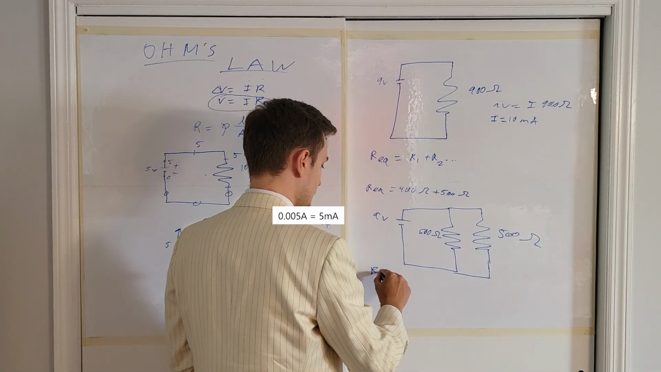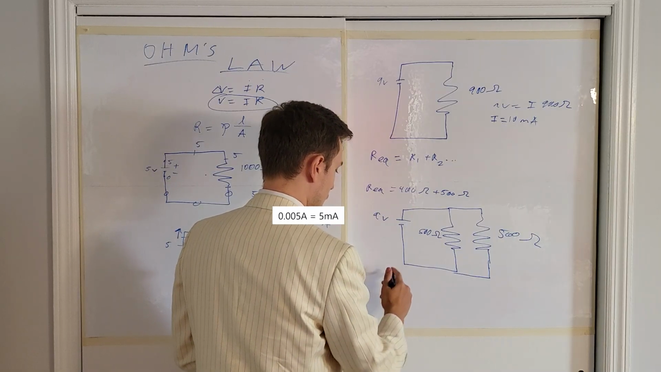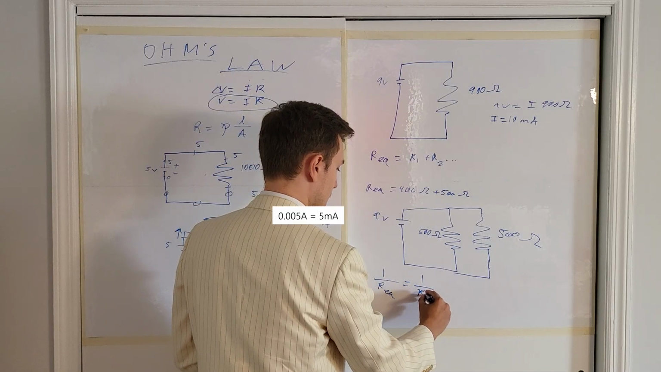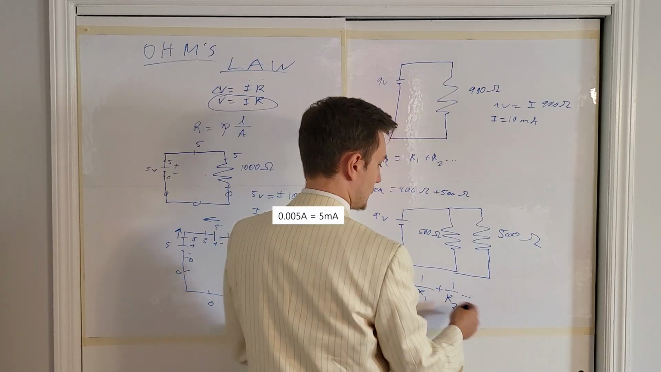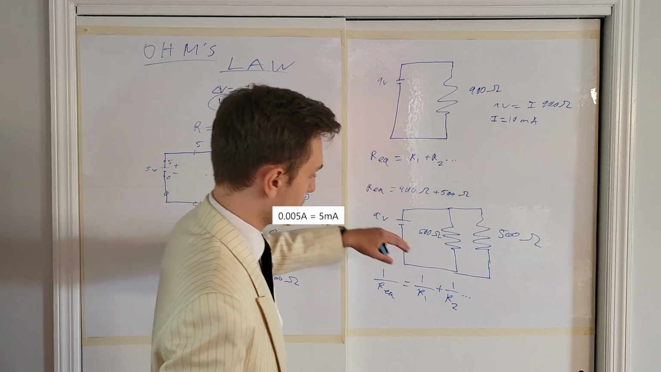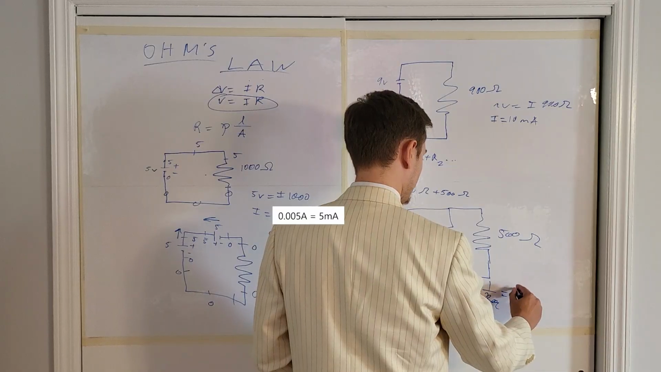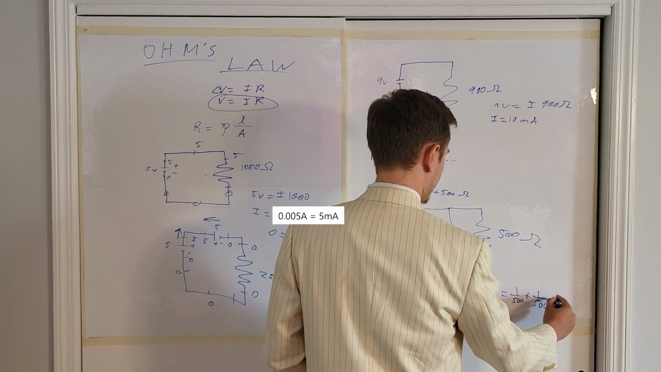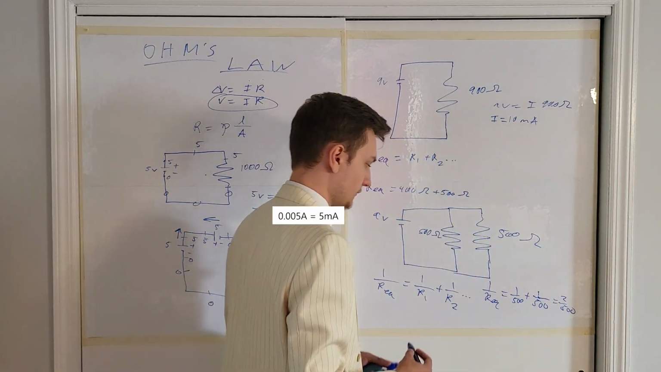The equivalent resistance for parallel resistors is written like this. 1 over the equivalent resistance is equal to 1 over the resistance of resistor 1 plus 1 over the resistance of resistor 2 plus 1 over the resistance of resistor 3, and so on and so forth. We got two resistors here, so that means 1 over our equivalent resistance is equal to 1 over 500 plus 1 over 500. Okay, that's the same as 2 over 500, or 1 over 250.